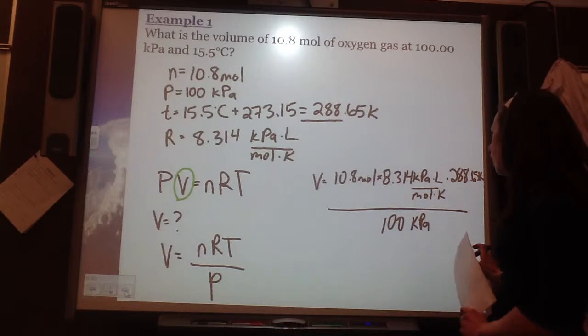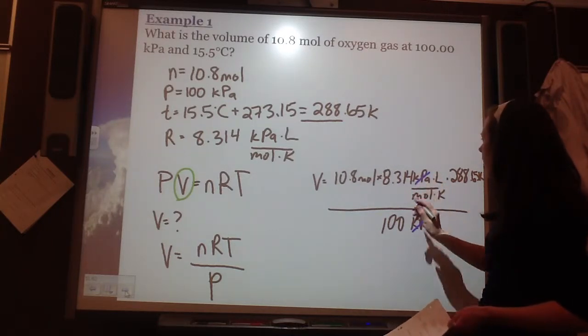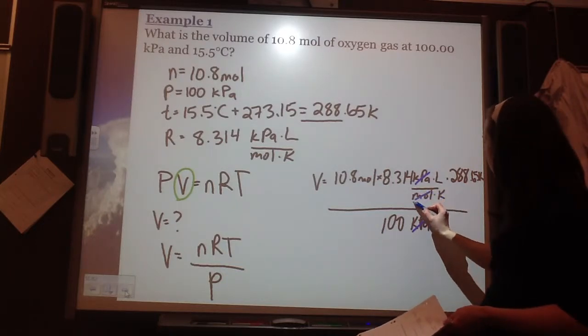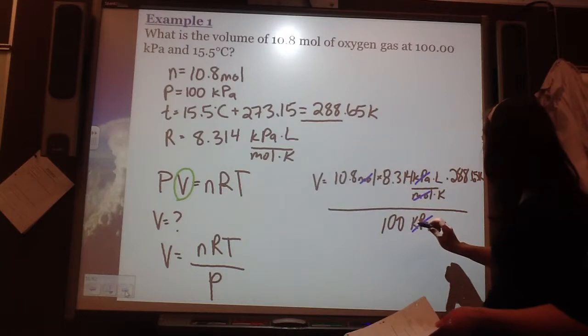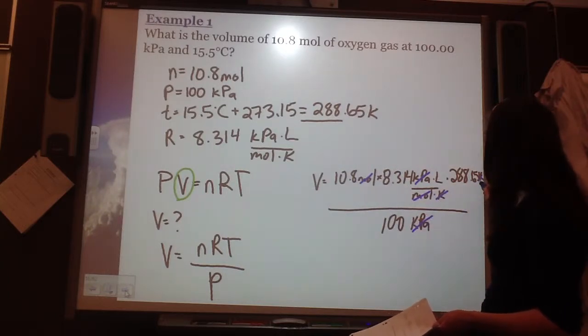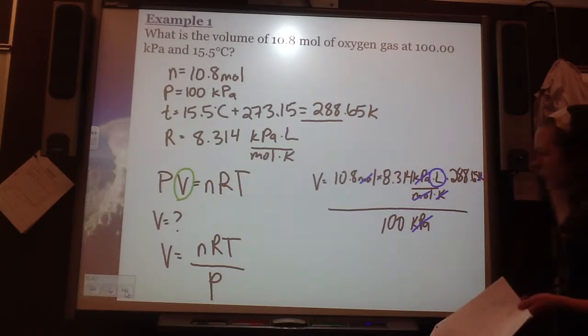So I'm going to show you how this will equal liters. So here, our kPa's cancel out. Our moles cancel out here because this is like the bottom of a fraction. Here's the top. Our Kelvins cancel out here, and we're left with liters. So that's how we get volume from this formula.